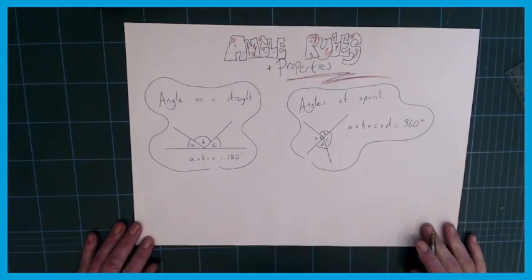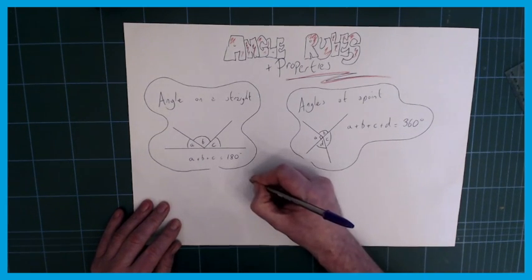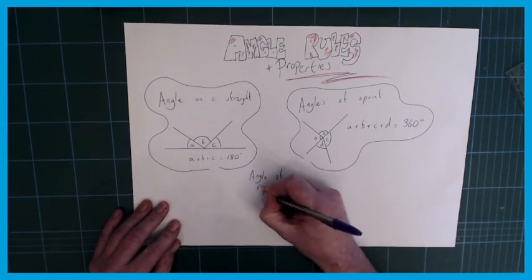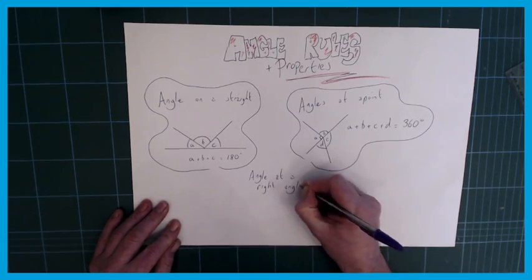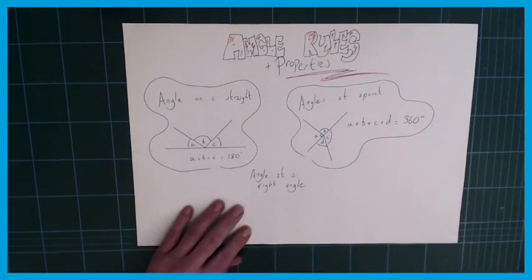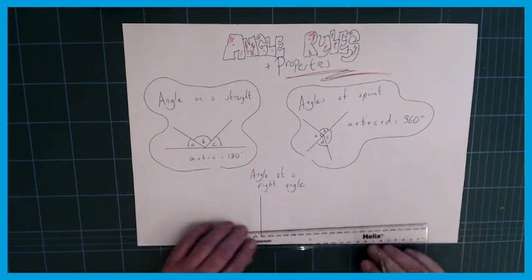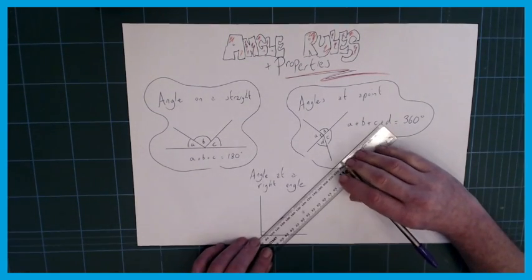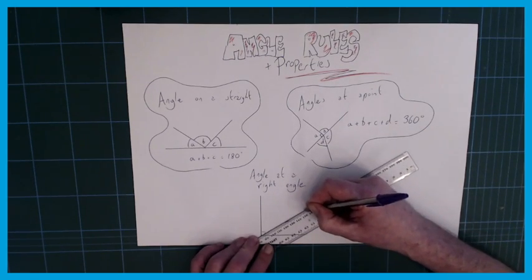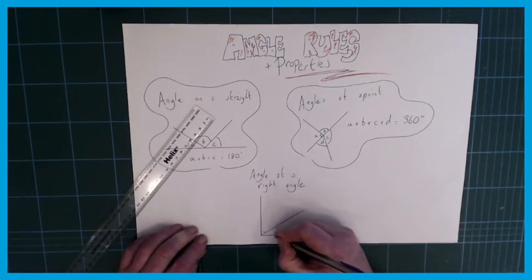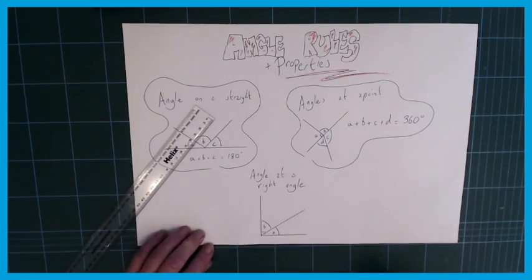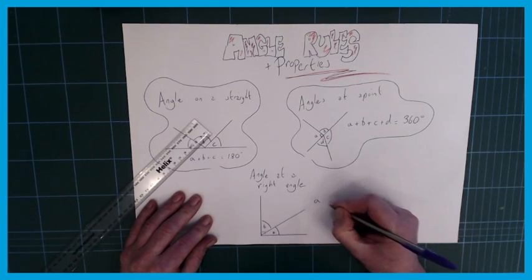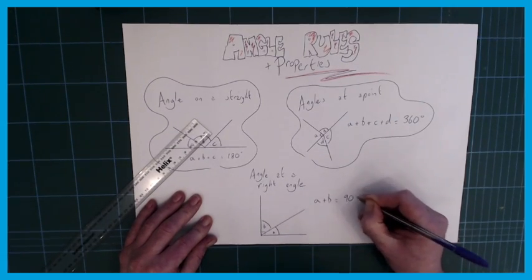And the final rule we're going to learn is angles at a right angle. That's here. So angles at a right angle. So I'll draw myself a right angle. And if I split this into two, down here, that's angle A, and that's angle B. And if you remember back, angles at a right angle always add up to 90 degrees. So A plus B equals 90 degrees.